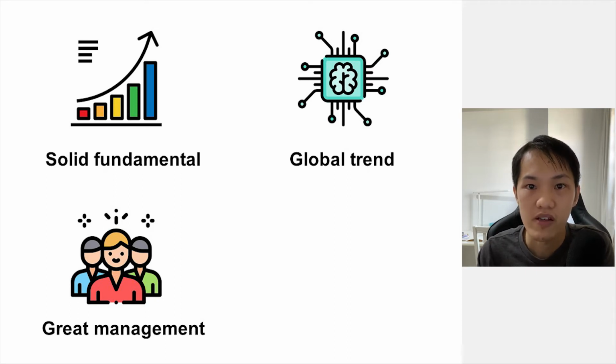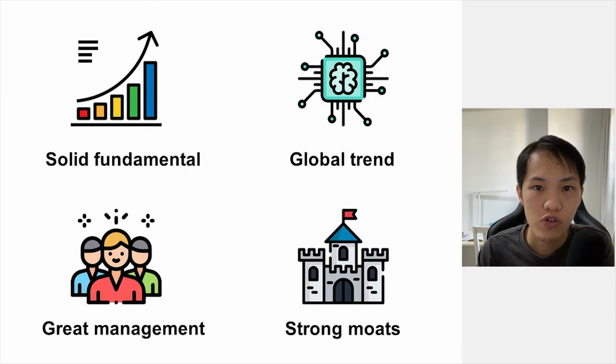And the fourth criteria that I'm looking at is strong moats. So strong moats is basically how defensive is the business. For example, companies with very strong brand names will have strong moats. Say for example, users that are using iPhone will tend to buy another iPhone when they are changing phones instead of looking for other brands.